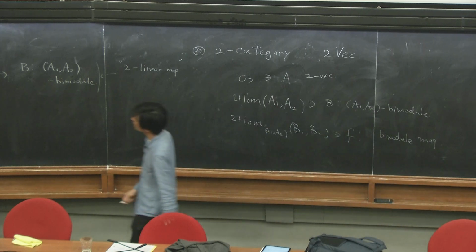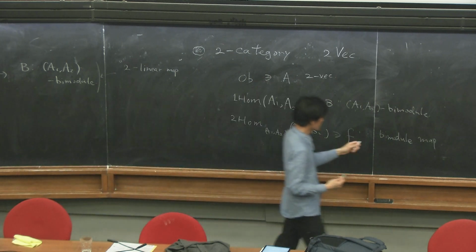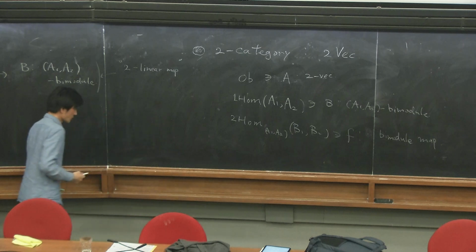The bimodule map in this physical picture is that if you have two different interfaces, then you can connect the two different interfaces with a linear map. But we want this linear map to commute with the projector Hamiltonian here and there. That's the compatibility condition we require for F.